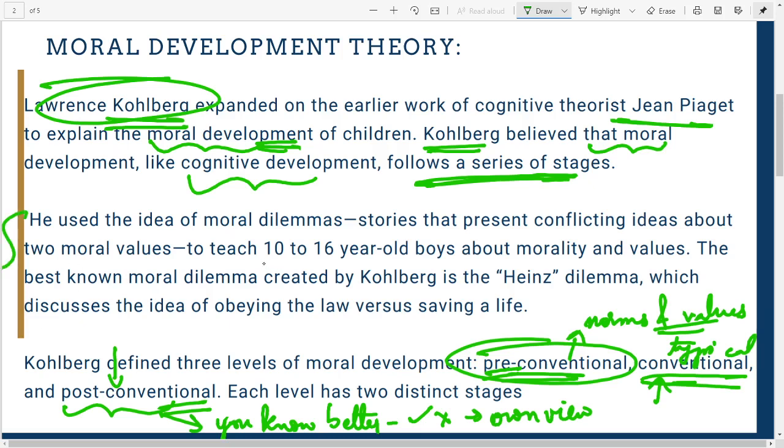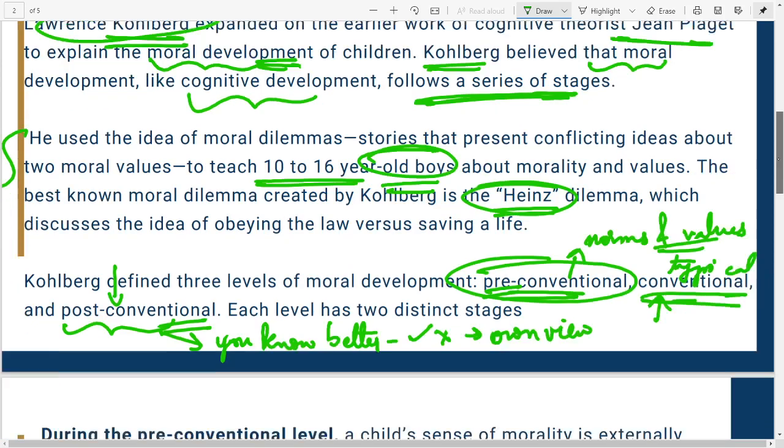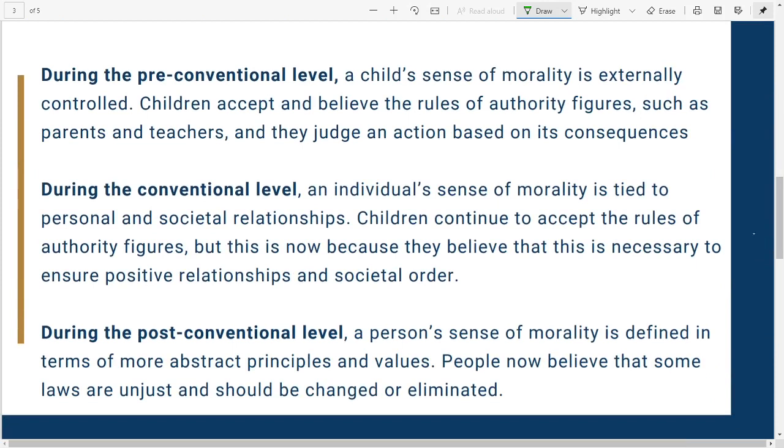He basically studied children from 10 to 16 years, not children, only boys, unfortunately, only boys. He should have studied girls also, but okay. And this is called the Heinz dilemma, where this person had to rescue his wife, and for that he had to steal medicine from a druggist or a chemist, right? So let's talk about the various stages in a little bit of detail. What happens during the pre-conventional stage?